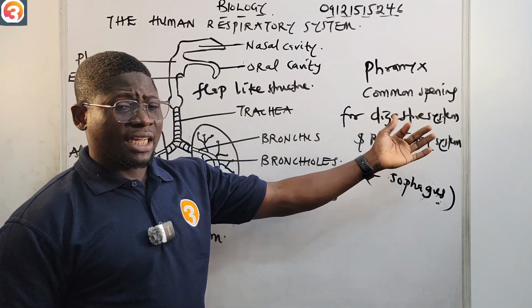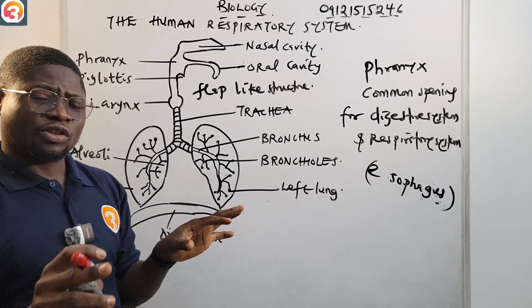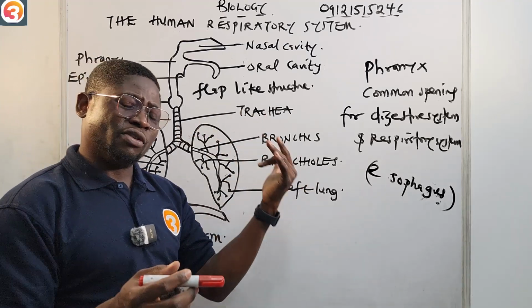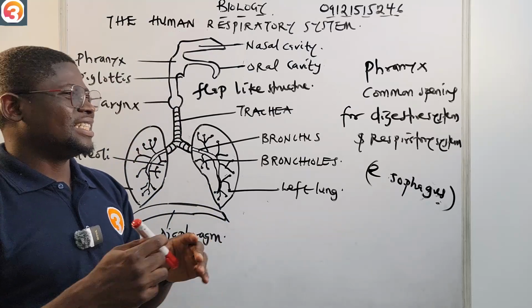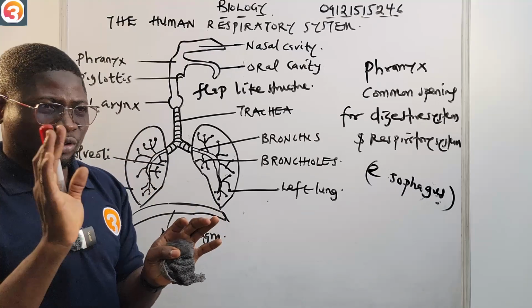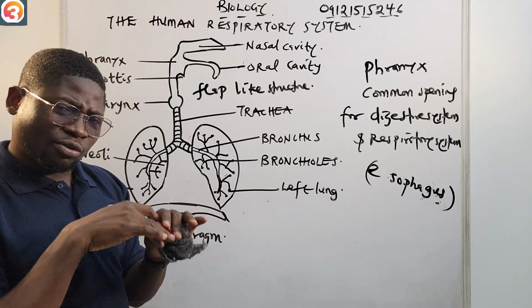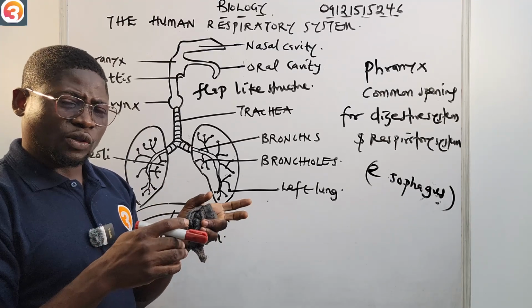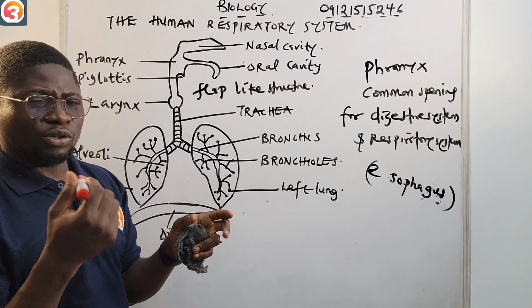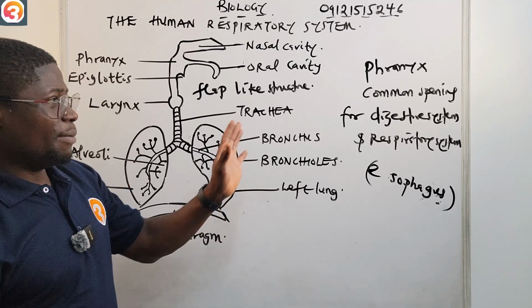So the pharynx, okay, the epiglottis, first of all, helps to lock one side of the system so that the other system can function. If it's food that's coming in, it will close, it's a flap, like a leaf-like structure, and then the food goes to the esophagus. If it is air that's coming, it will close the other side, so that air will go to the respiratory side. That is what happens.